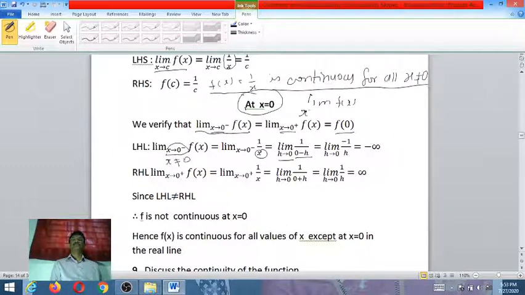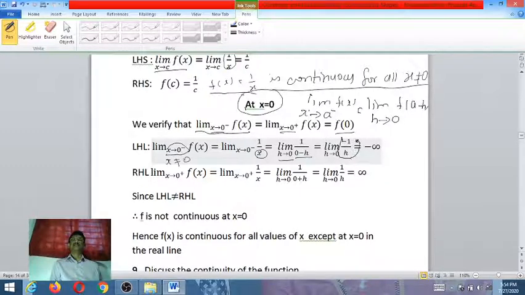We know the definition of the left hand limit, that is limit f of x, x tends to a minus, is nothing but limit f of a minus h, and make h tend to 0. This is actually the definition here. So in the place of a you have 0, 0 minus. Therefore replace x by 0 minus h, h tends to 0. What is 1 by 0 minus h? It is minus 1 by h, right? What happens when h tends to 0 here?